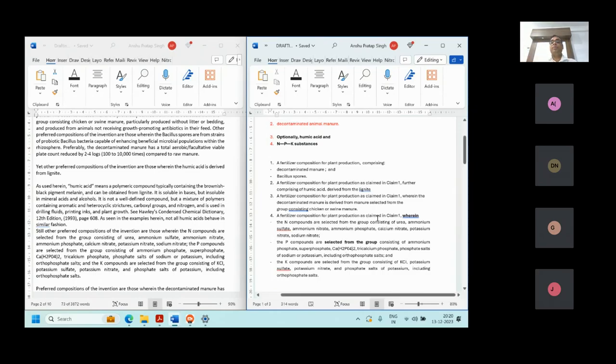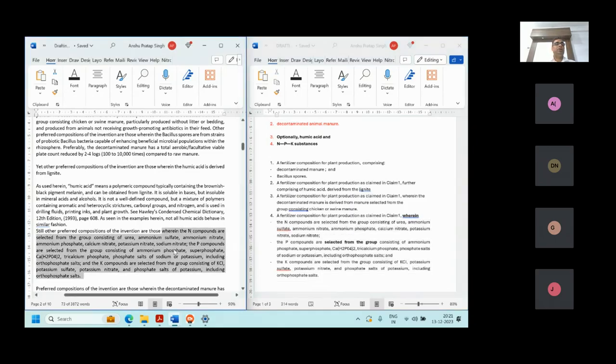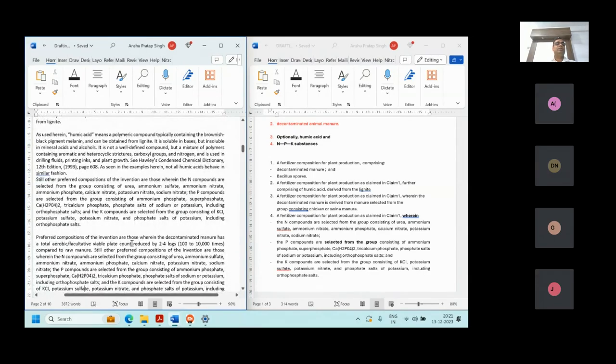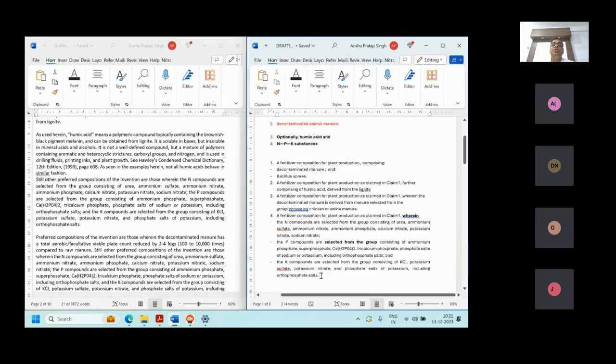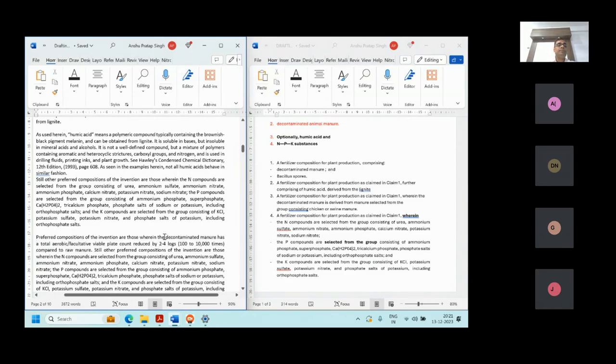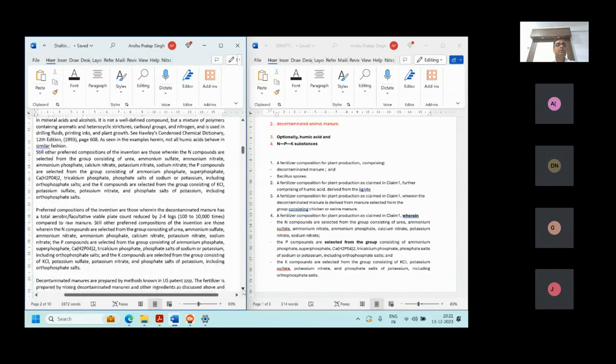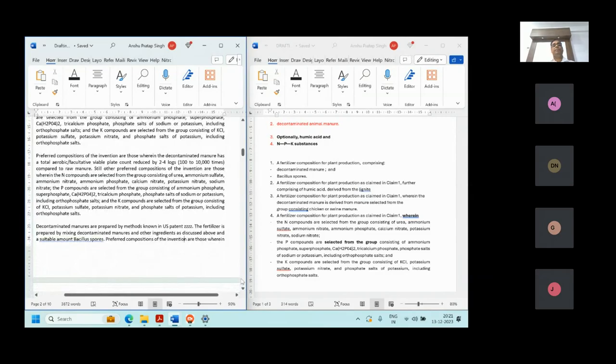That's it. So a fertilizer composition as claimed in claim wherein the N compounds are selected from the group consisting of this, this and this. This is the entire dependent claim, finished. Done. Again, same thing. Where the decontaminated manure has this viable component, you go and you write this. Here, you can always write a fertilizer composition for plant production as claimed in claim 1 to 4, either of the claims or any of the preceding claims, wherein, and then you write this decontaminated manure. Because that's what we are talking about. So this is how you will draft it.